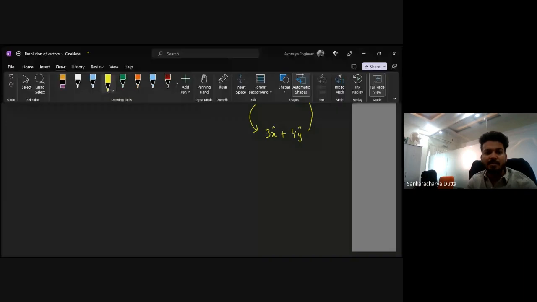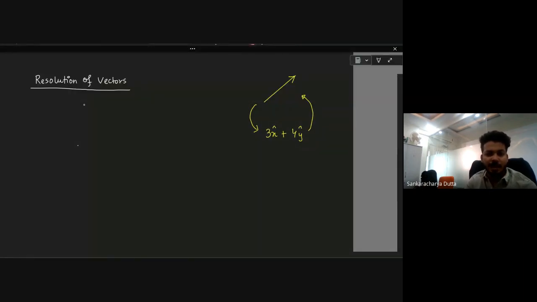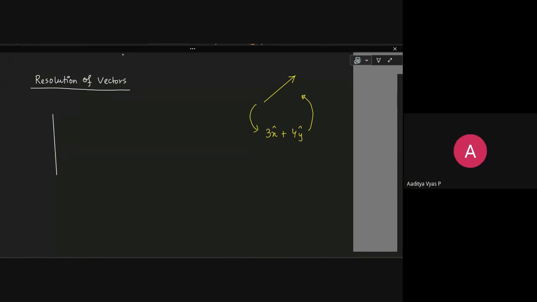Now, for example, you have the xy axis, which is given like this. Sir, can you go up one, sir? To the previous page? Yes, sir.